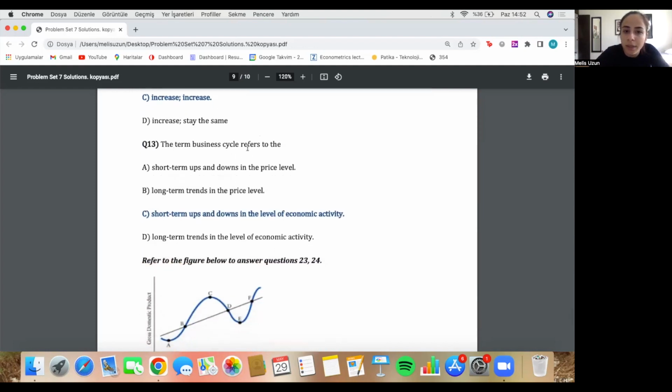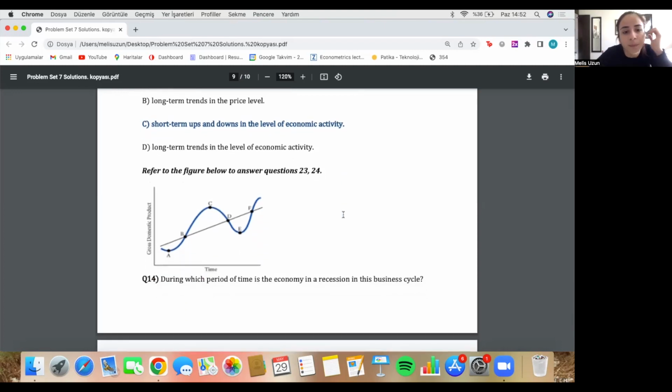The term business cycles refers to short-term ups and downs in the level of economic activity. So it's also a definition, so I'm not talking more about it.